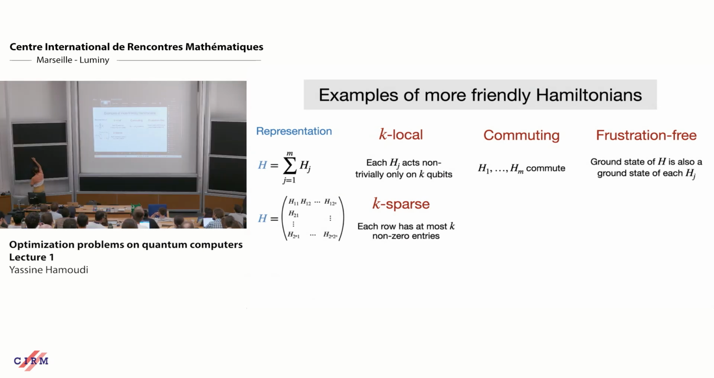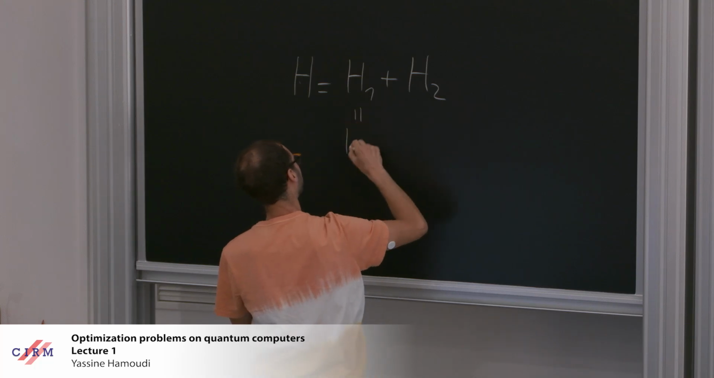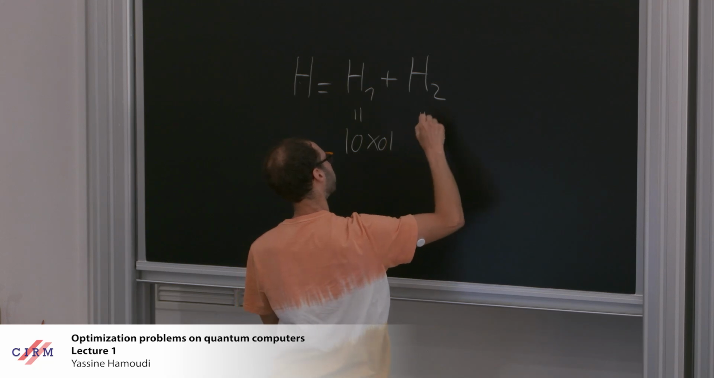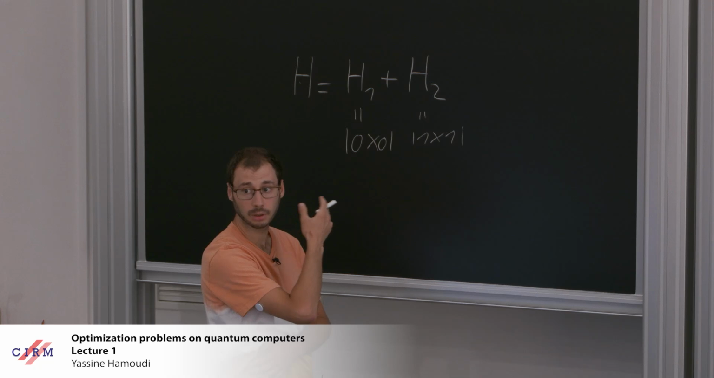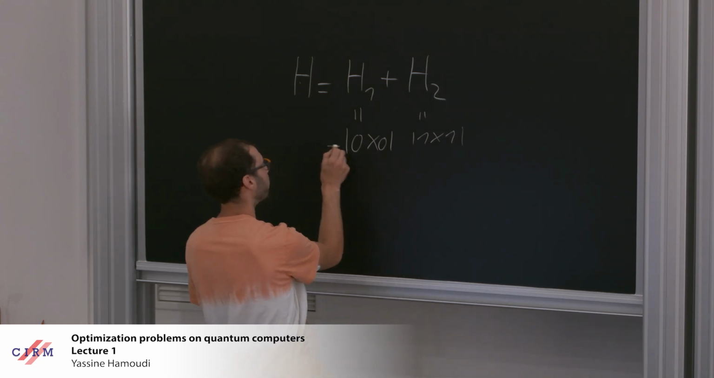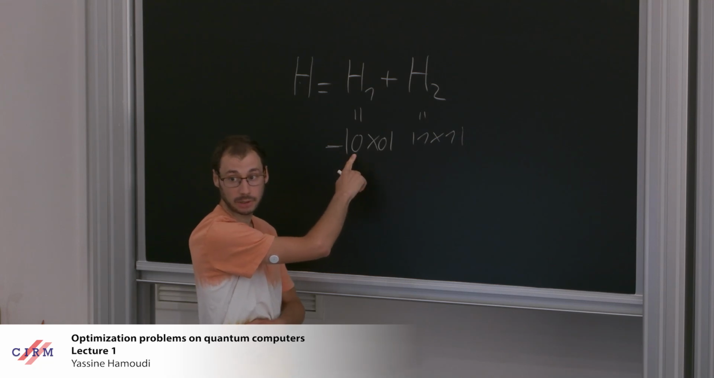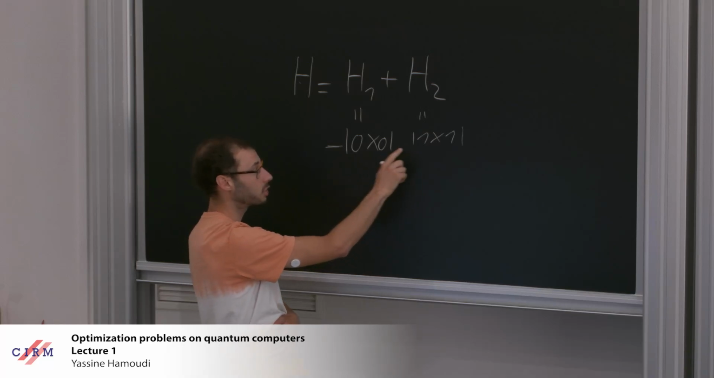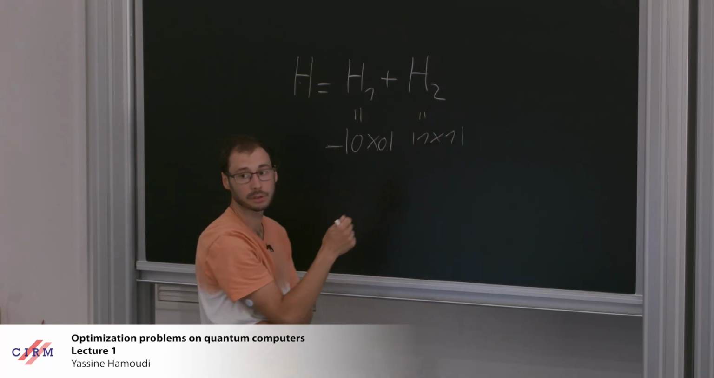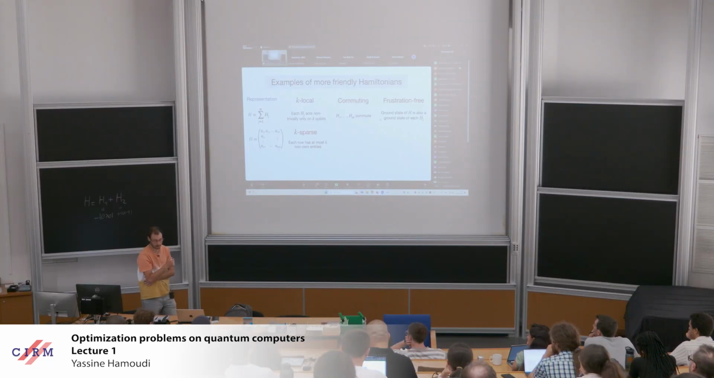So let's say you take h equal h1 plus h2. Okay, and h1 is just, let's say, |0⟩⟨0|, and h2 is just |1⟩⟨1|. Okay, so they commute with each other. But the ground state, so let's say you have a minus. So the ground state of h is ket 0, right? So that is the smallest eigenvalue, minus 1. But the ground state of h2 is ket 1, so it does not commute. It's not frustration-free.